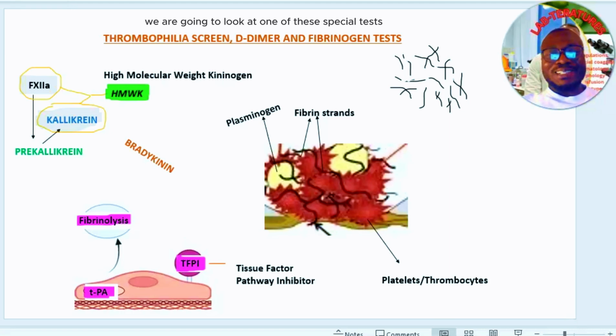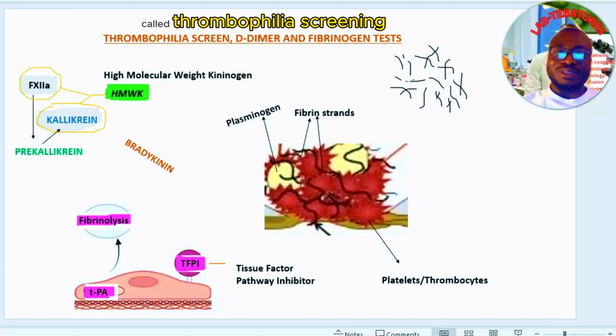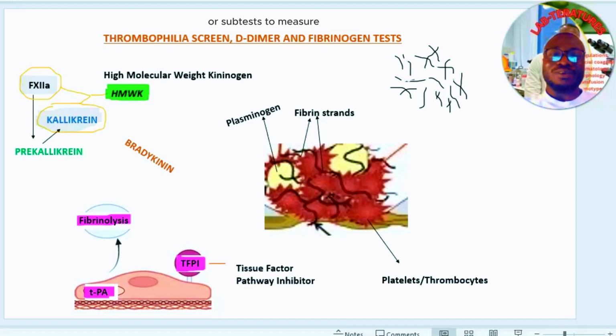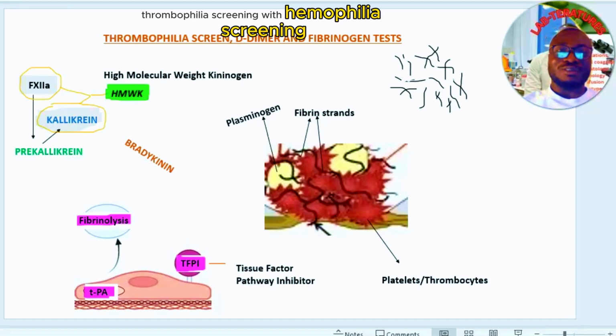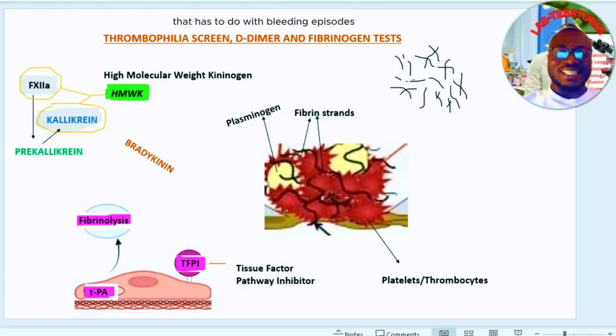We are going to look at one of these special tests called thrombophilia screening. Thrombophilia screening has parameters or sub-tests to measure, and these estimate a person's propensity or chances of forming clots all over the body. Not to confuse thrombophilia screening with hemophilia screening, which has to do with bleeding episodes.